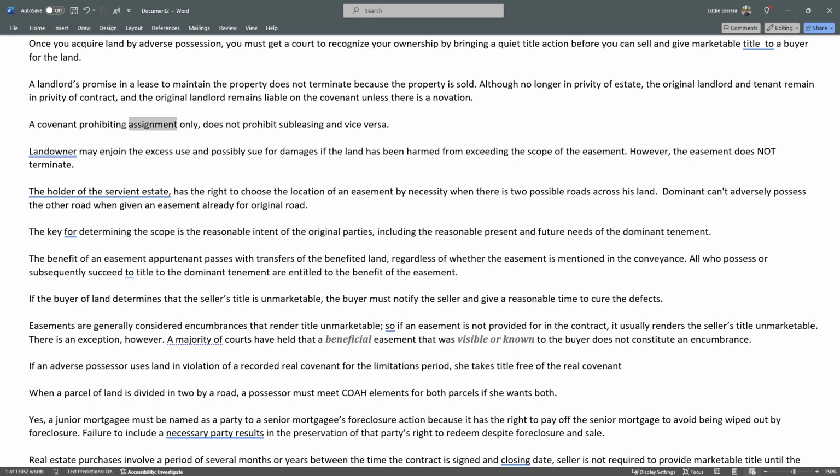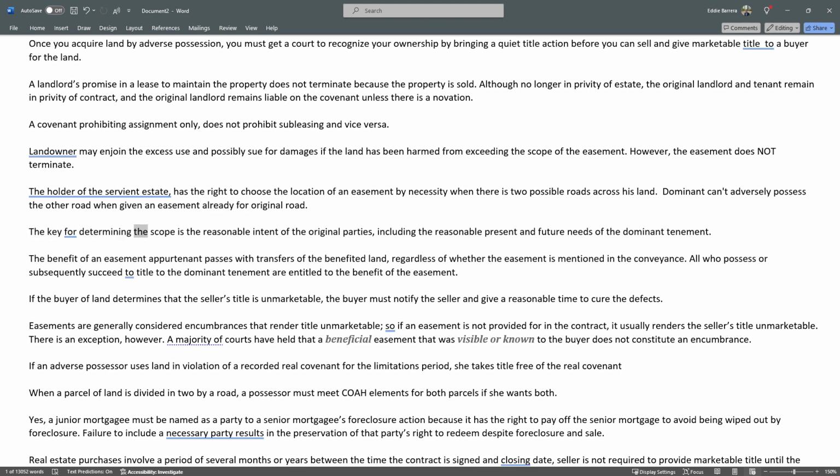A covenant prohibiting assignment only does not prohibit subleasing and vice versa. Landowner may enjoin the excess use and possibly sue for damages if the land has been harmed from exceeding the scope of the easement. However, the easement does not terminate. The holder of the servient estate has the right to choose the location of an easement by necessity when there are 2 possible roads across his land. Dominant can't adversely possess the other road when given an easement already for the original road.